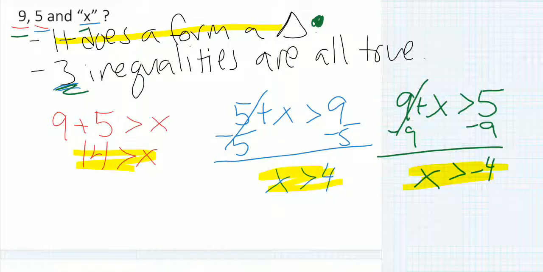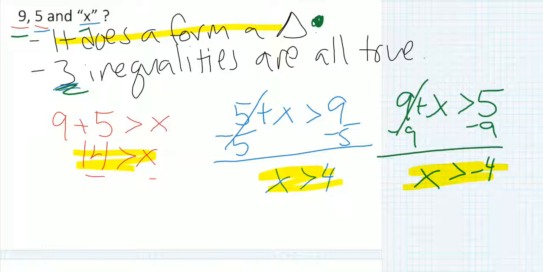The first inequality says that 14 is greater than x. Sorry, I should not write it like that, because remember, it's only greater than, not greater than or equal to. So 14 has to be bigger than x. Okay, so just keep that in mind. That's what this one is saying. x has to be greater than 4. And the last one says x has to be greater than -4.